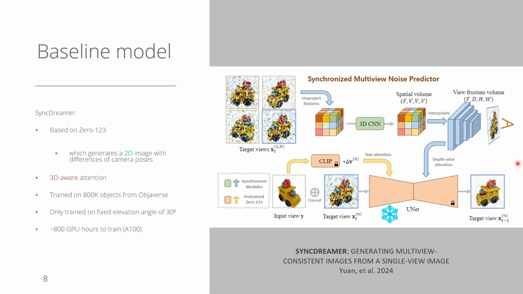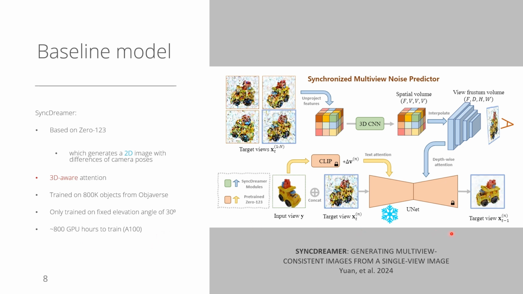SyncDreamer, to combat this multi-view inconsistency issue, uses a 3D CNN to get a spatial volume and feature map to the volume, and then uses depth-wise attention, this 3D-aware depth-wise attention, to condition the diffusion model denoiser. They train on the 800,000 objects of Objaverse and 800 GPU hours, which is massive.